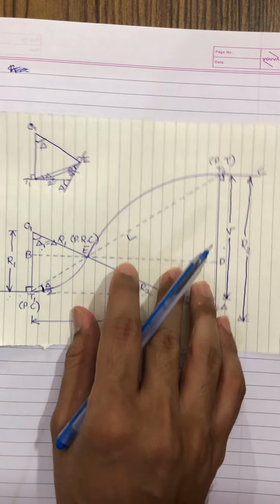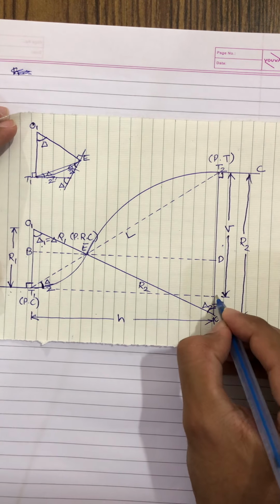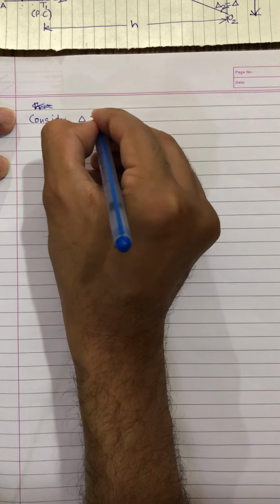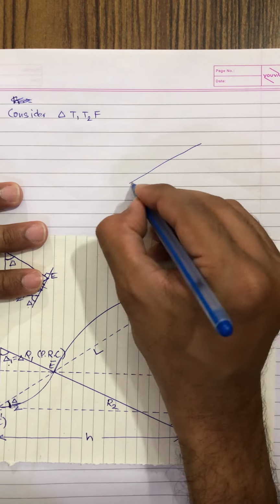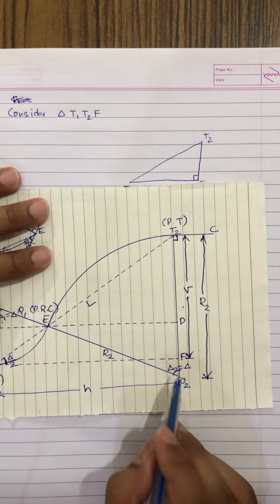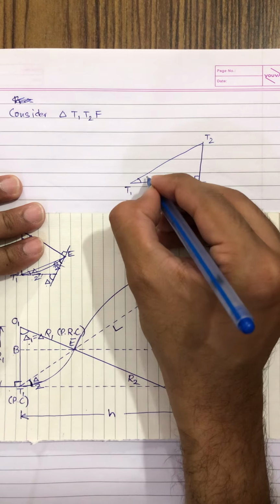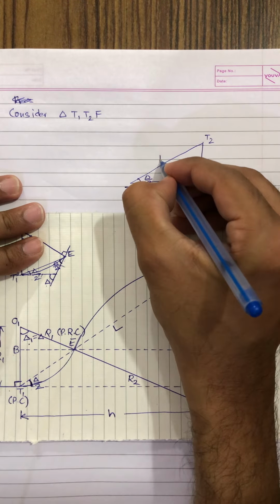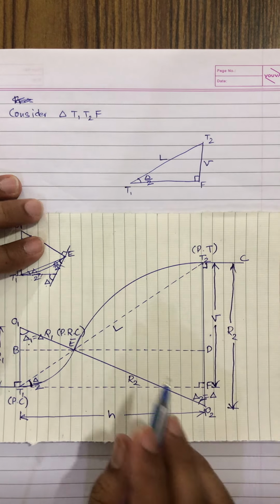Okay. So if this angle is delta by 2, and if we consider this triangle T1, T2 and this, let us call this F. In this triangle T1, T2, F, this F is 90 degrees. This angle at T1, T2 is given as delta by 2, and this complete T1, T2 is given as L. And this height, this vertical distance, is given as V.